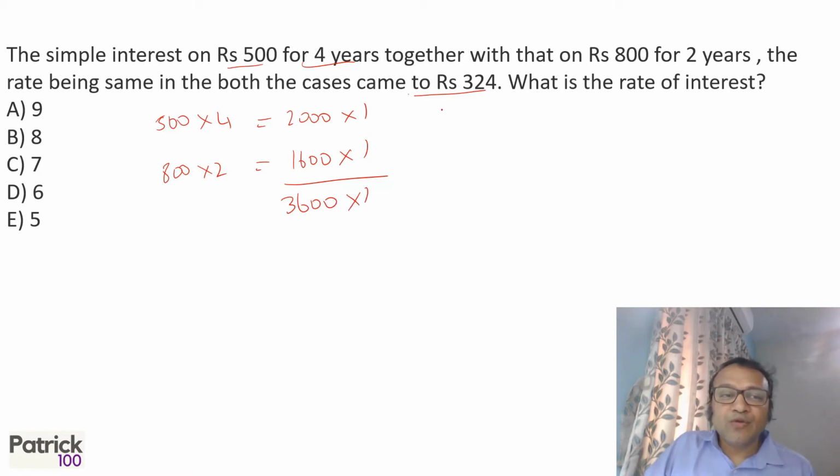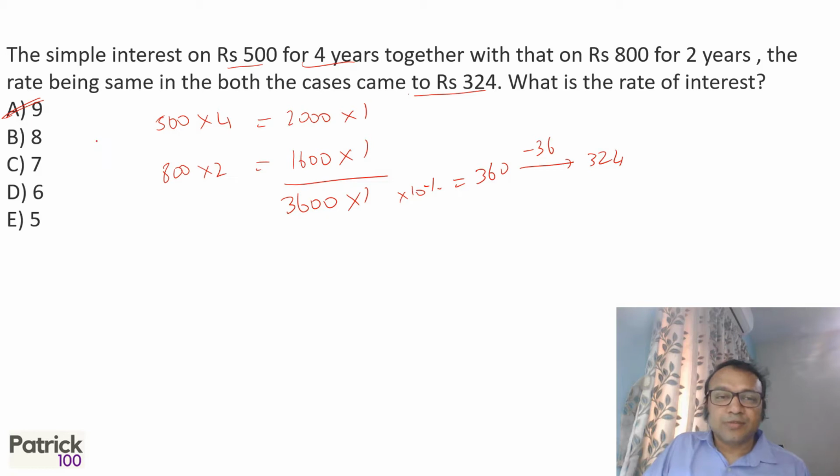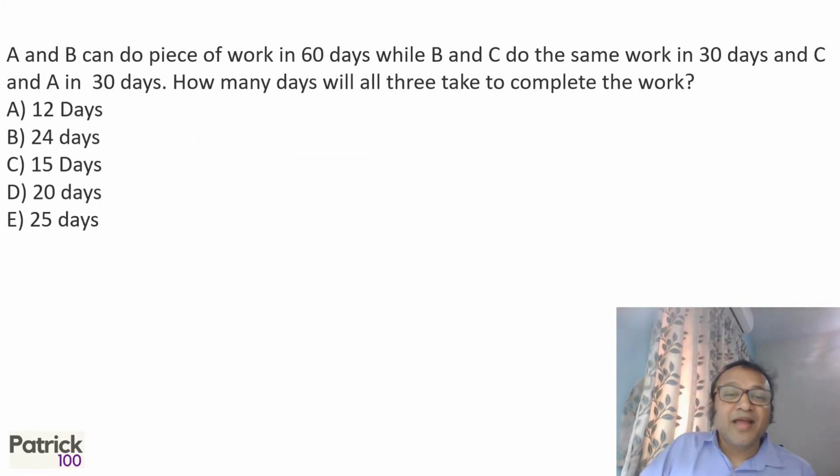Now 3600 for 1 year gives 324 rupees interest. If you look at it properly, 10% is 360. So this is 36 less, right? To go to 324, it is 36 less, or 1% less. So you can make out it's 9%, or 3600 into 9% is 324. So automatically you get the answer, A option. Right? So 500 for 4 years is 2000, 800 for 2 years is 1600. From there you can combine and easily do it orally.